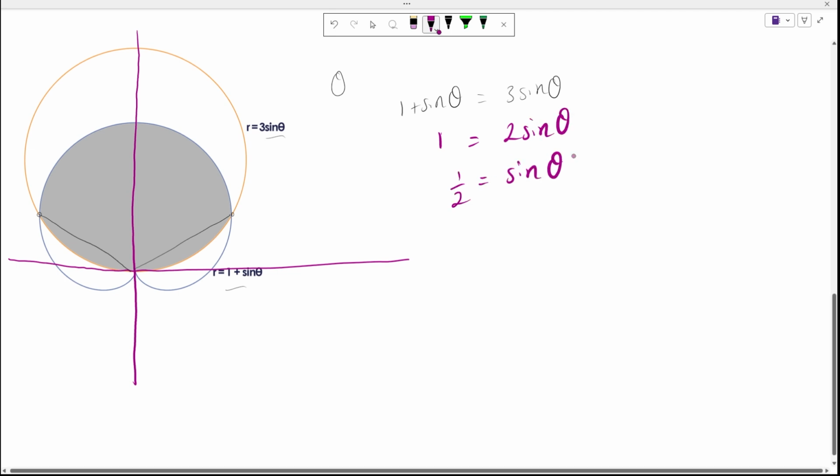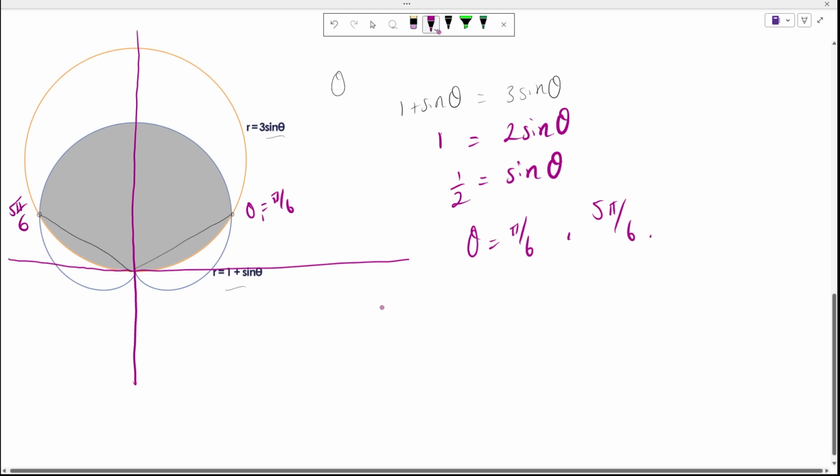Now we're working in radians. Polar coordinates are generally radians. I've never actually seen degrees, I'm going to be honest. No, they're always radians. And then if we take the inverse sine of a half, theta is equal to pi over 6. And we can also use symmetry to find another value, 5 pi over 6. So theta is equal to pi over 6 and 5 pi over 6, like so.